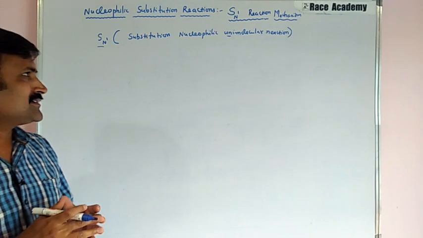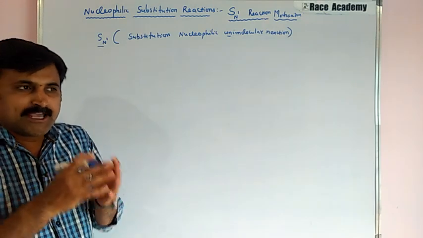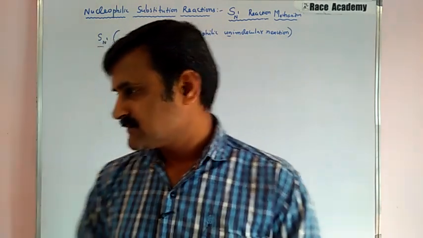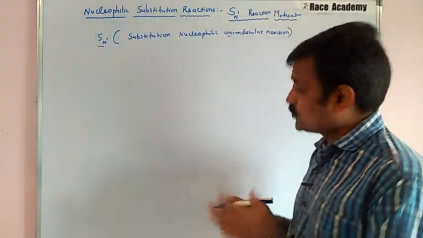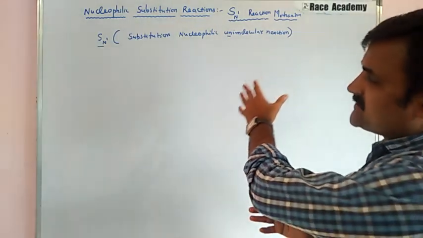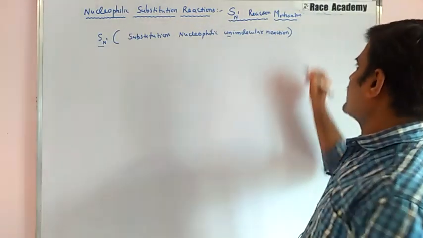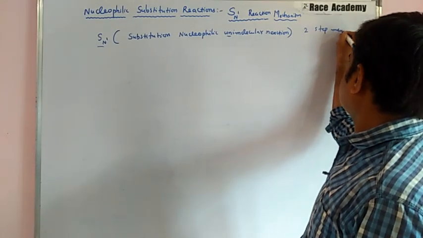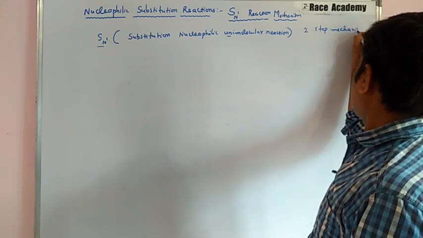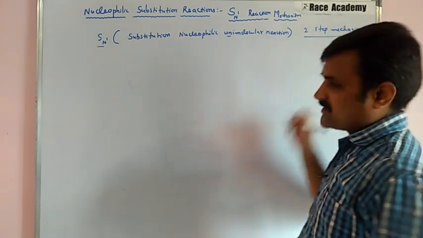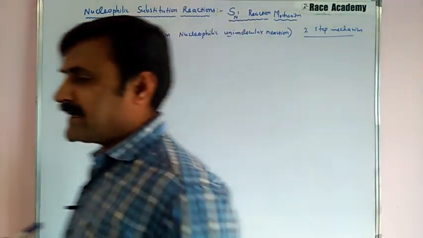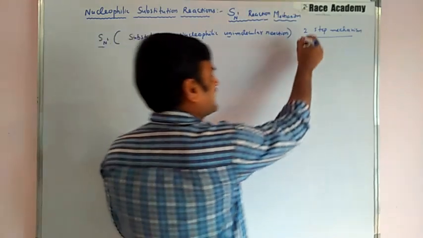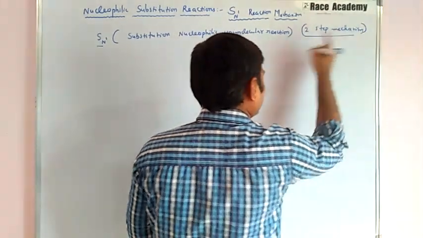In this, the reaction takes two steps. SN2 takes one step, SN1 takes two steps. It is a two-step mechanism. That is one of the points under discussion in the mechanism, whereas SN2 we called a single-step mechanism.